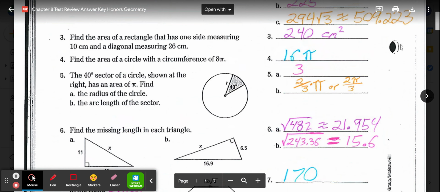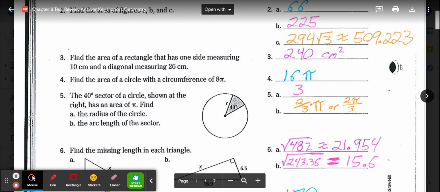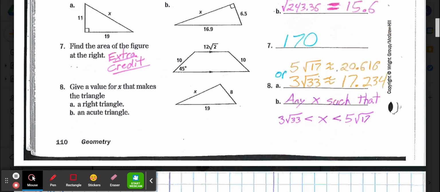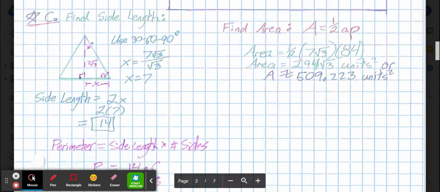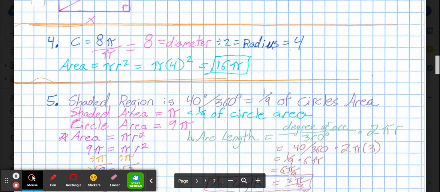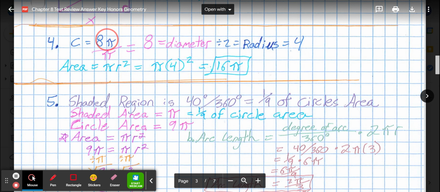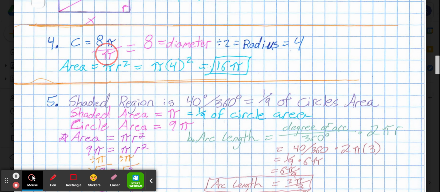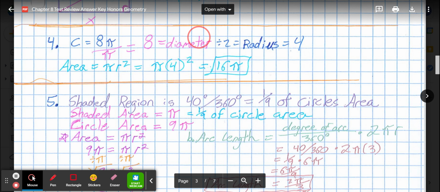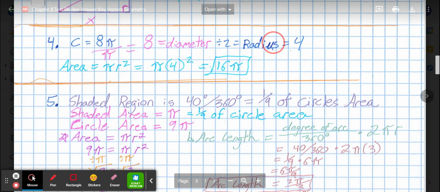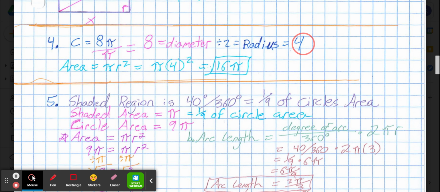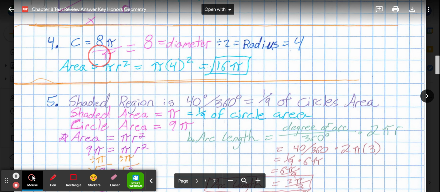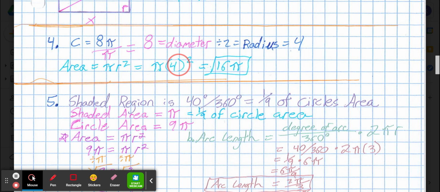Now moving on to number 4. In 4, find the area of a circle whose circumference is 8 pi. So if we think about that, area of the circle is pi times radius squared. Circumference was 8 pi, so if I divide that by pi, I get my diameter. So my diameter was 8, meaning divide that by 2, and the radius of that circle was 4. Now that we have the radius, we can find the area. Area is pi times radius squared. So 4 squared is 16, so my area would be 16 pi units squared.